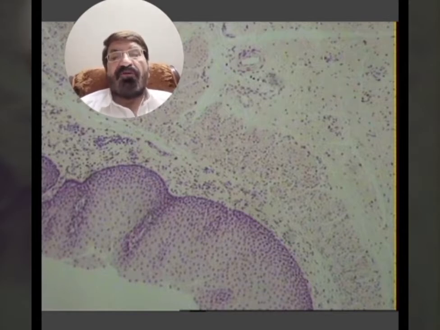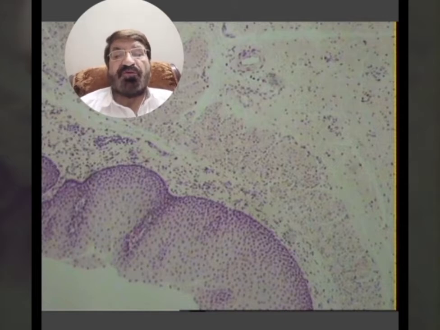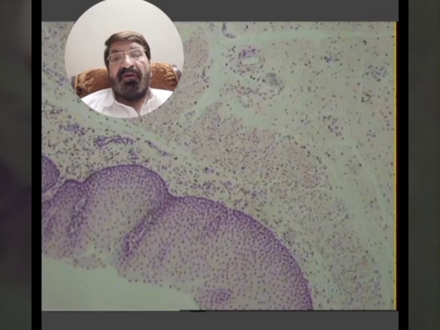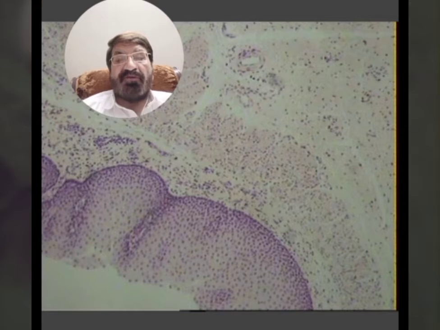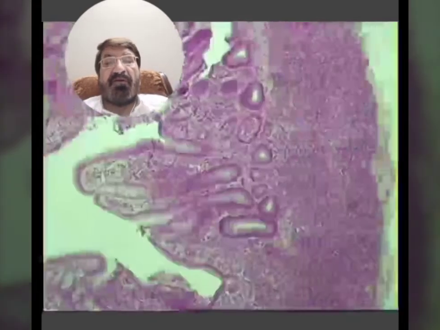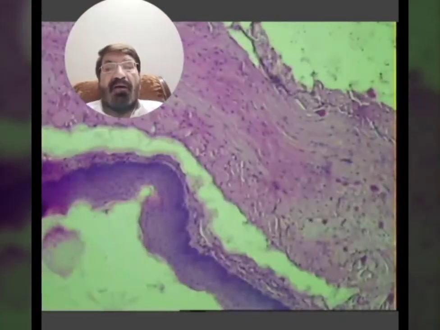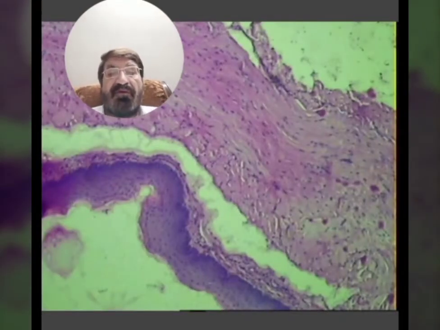Then there is a broader zone of connective tissue, this is the submucosa, and this has got the Meissner's nerve plexus inside. And then comes the muscularis externa and fibrosa. Muscularis externa has got the inner circular and outer longitudinal layer of the smooth muscles.